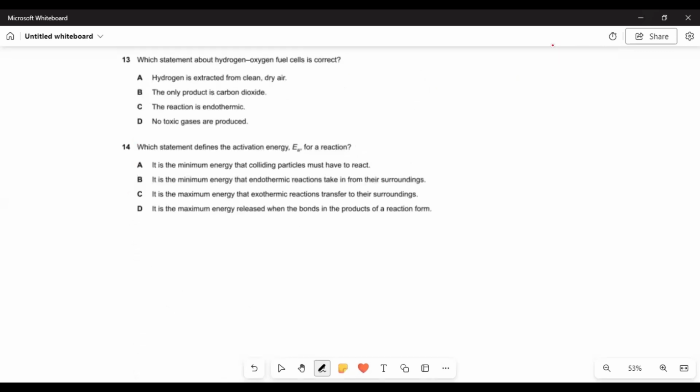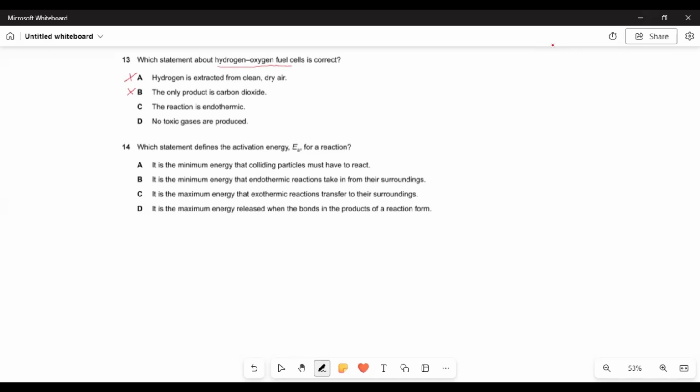Question number 13 is also related to electrochemistry, as well as energy from chemical reactions. Which statement about the hydrogen-oxygen fuel cell is correct? Hydrogen is extracted from clean dry air. You know, there is no hydrogen in clean dry air, so not possible. The only product is carbon dioxide. How can it be the correct answer? A hydrogen-oxygen fuel cell never produces any such greenhouse gas.